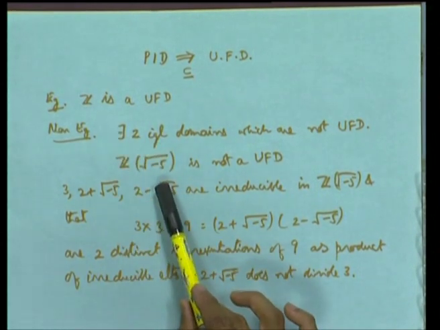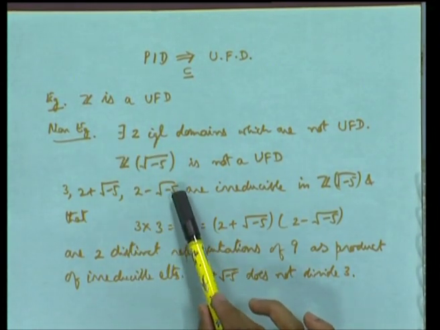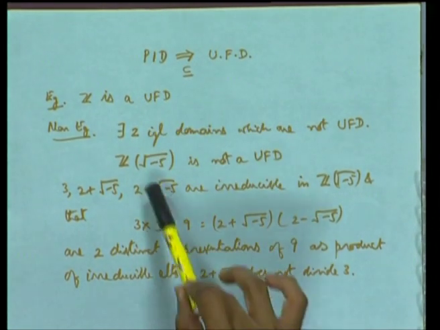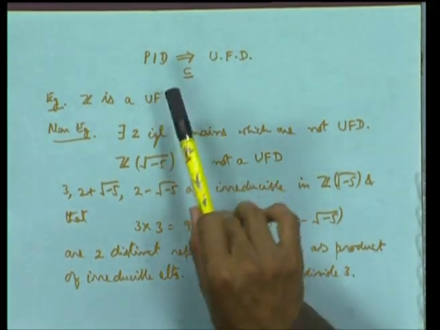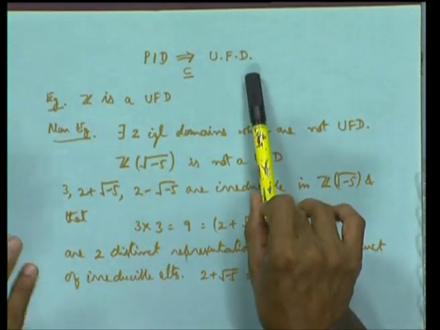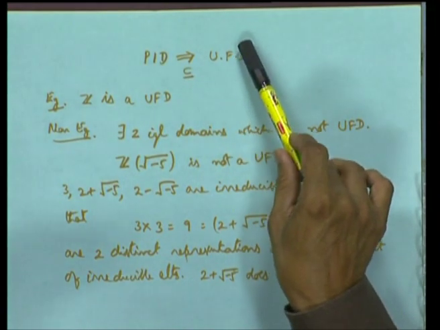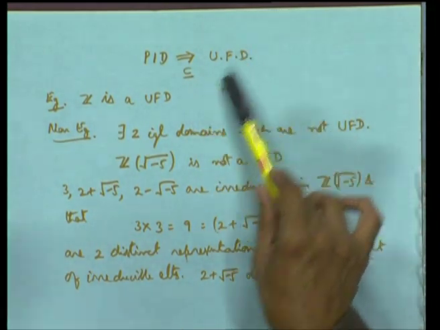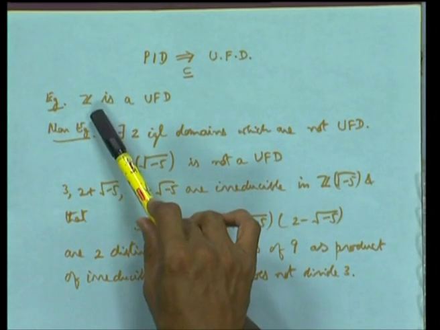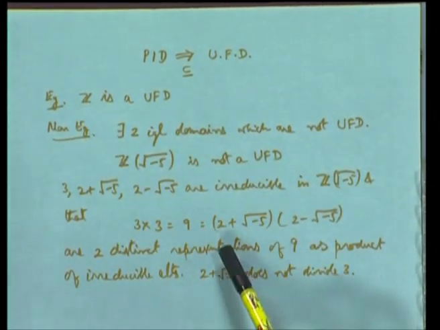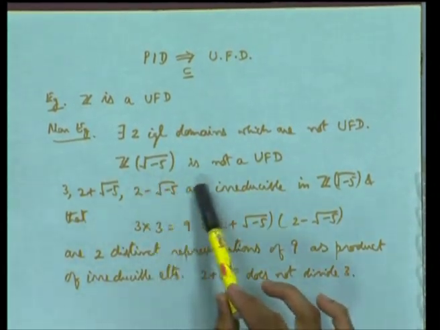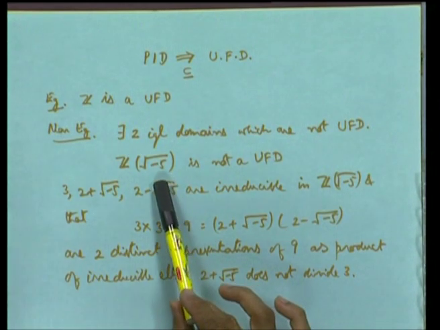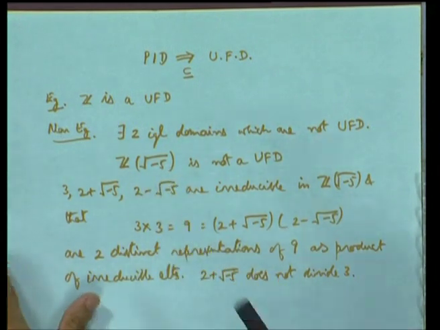So, this integral domain can also be seen to be a non-PID, because later we will be able to show that every PID is a UFD, because if we have a set which is not a UFD, it also becomes a non-PID. Therefore, this also works out to be an example for a class which is not PID.